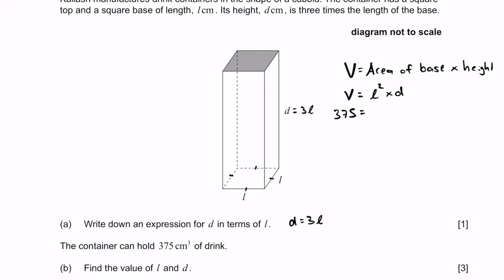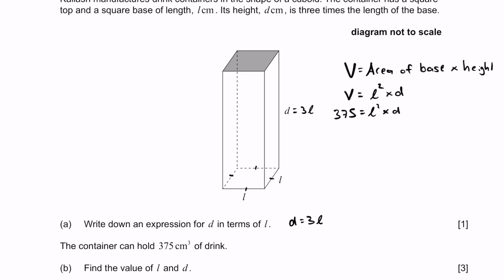375 and L. But now we have it in terms of L and D. If we can write this just in terms of one variable, because right now it's L squared times D, we can't solve an equation if it's in terms of 2 variables, because there's a whole bunch of combinations of L and D that's going to satisfy this. So what we want to do is create an equation where it's just in terms of L. And how can we do that?